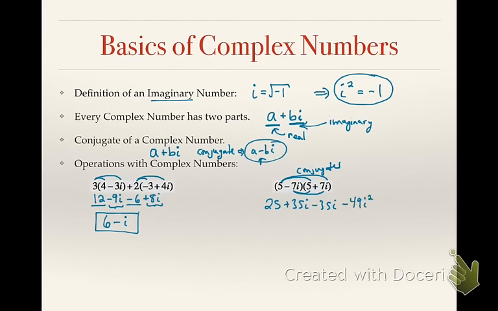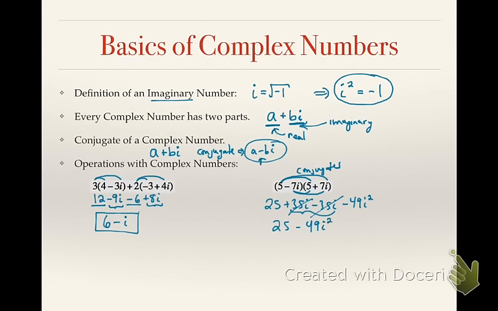So notice I just used the properties of algebra. I times i is i squared. Negative 7 times 7 is negative 49. And what's really nice about this is that the 35i and the minus 35i cancel each other out, leaving me with 25 minus 49i squared.